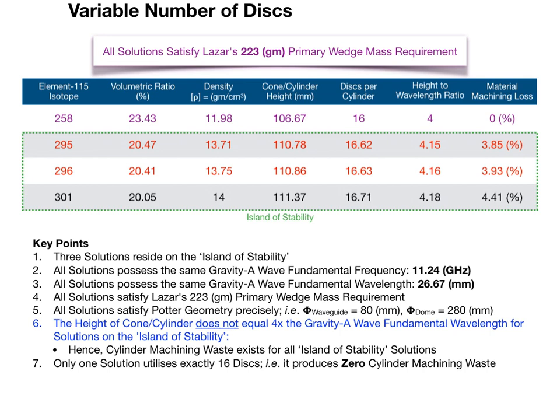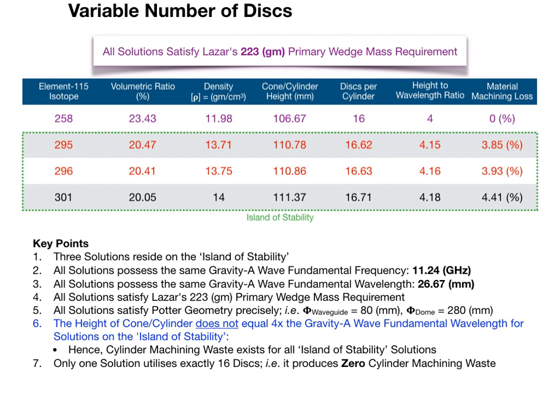Number 6, the height of the cone/cylinder does not equal 4 times the gravity A wave fundamental wavelength for solutions on the island of stability. Hence, cylinder machining waste exists for all island of stability solutions. Number 7, only one solution utilises exactly 16 discs. That is, only one solution produces 0 cylinder machining waste.